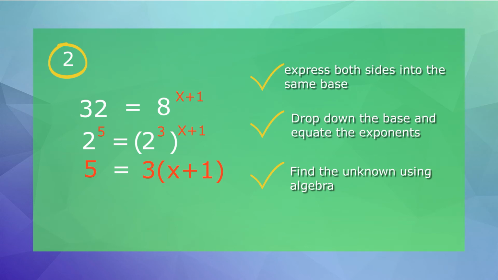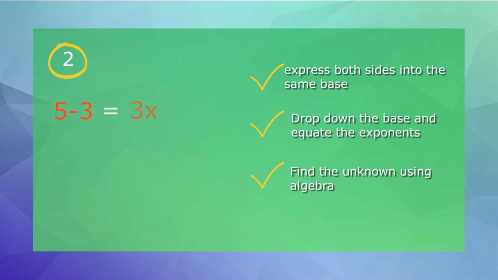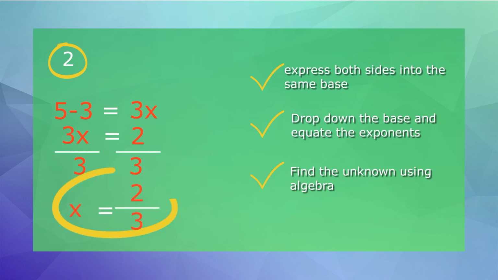Distribute 3. 5 is equal to 3x plus 3. Then transpose 3 to the other side, which will make it 3x is equal to 2. Then, through the division property of equality, let us divide both sides by 3 to isolate x, which will make it x is equal to 2/3. Now that is the answer for number 2 problem, 2/3. So that's it for number 2.